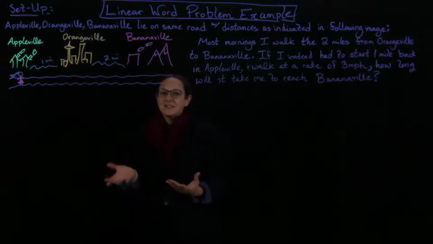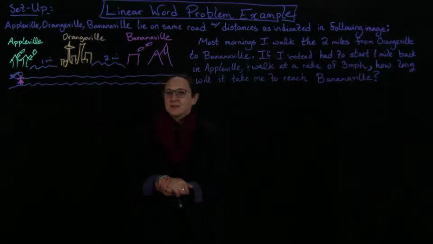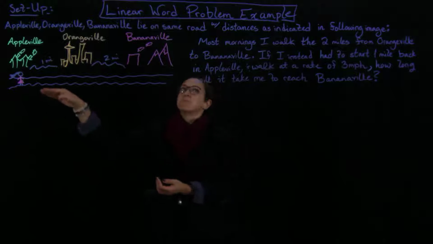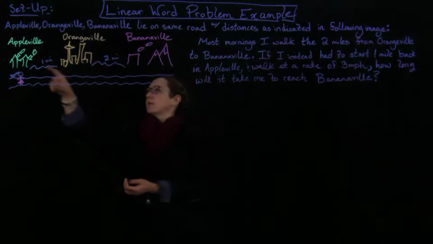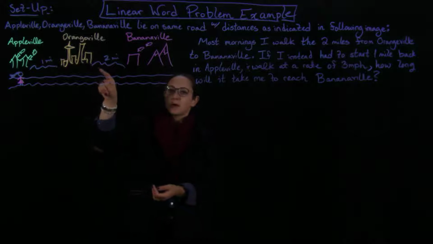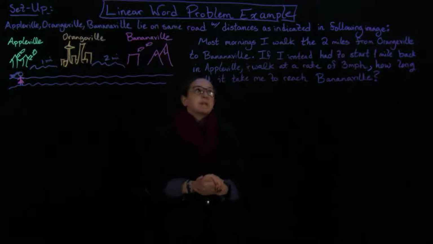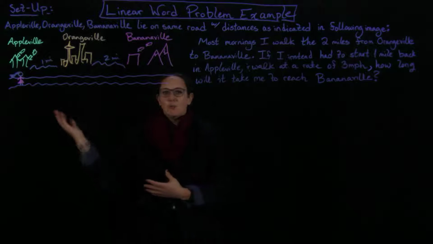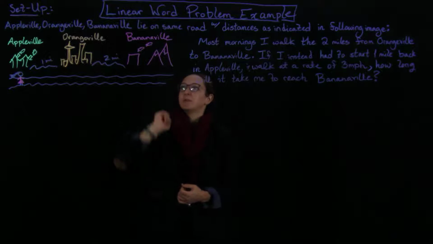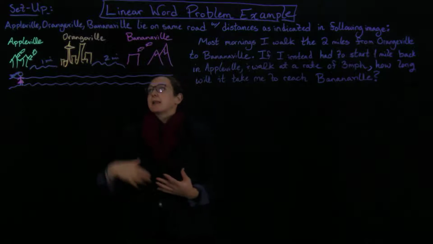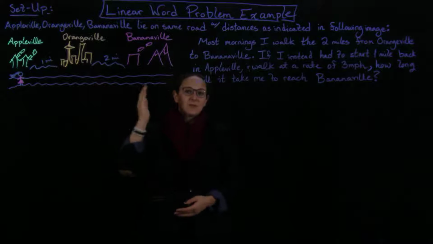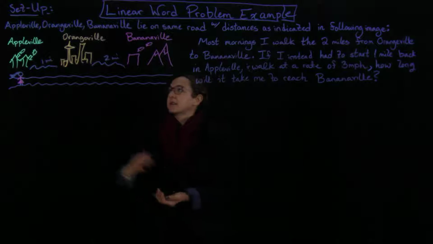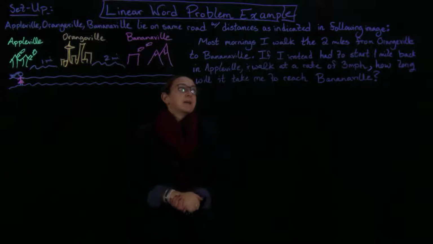Okay, so we're in a situation where we have three cities: Appleville, Orangeville, Bananaville. They lie on the same road. It's 1 mile from Appleville to Orangeville and 2 miles from Orangeville to Bananaville. The story goes that most mornings I walk the 2 miles from Orangeville to Bananaville. So maybe I live in Orangeville. But instead, maybe last night I was visiting a friend in Appleville and I need to get to Bananaville.